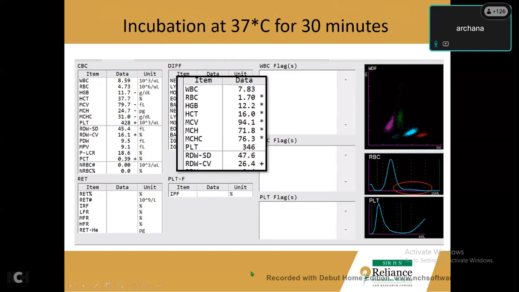Considering that the red cell agglutination got corrected at 37 degrees, one can automatically conclude that this was cold agglutinin disease.